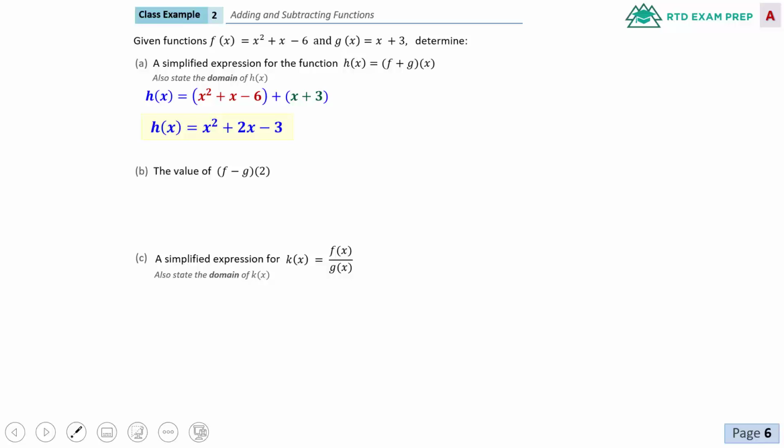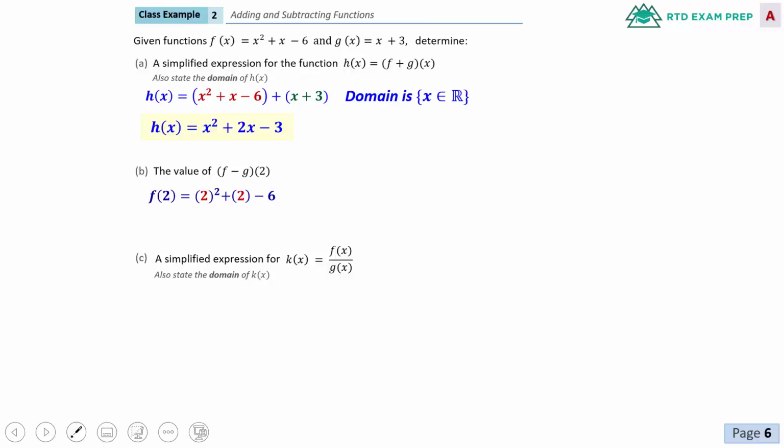We group like terms, which means x plus x, and the negative 6 and the positive 3 go together. This is a trinomial. It does factor, but we don't care. We're not asked for any particular properties of it, except for its domain. And since it is polynomial, a quadratic in fact, we know the domain to be all the real numbers.